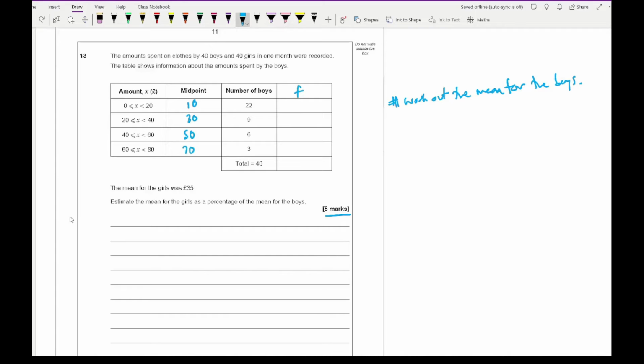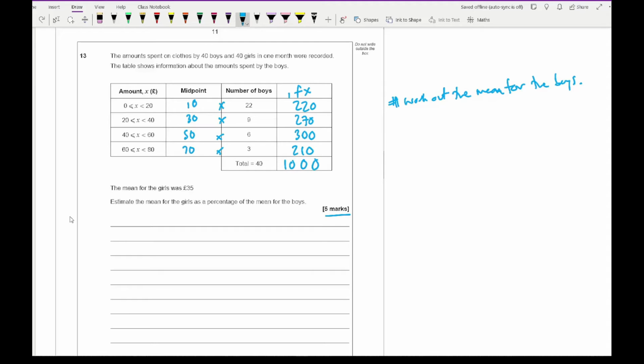And then I need to create my fx column. And so how do I do that? Well, I just simply multiply these two numbers together. I've got 210, 300, 270 and 220. Then all I need to do is add these numbers up, and I'll get 1000.